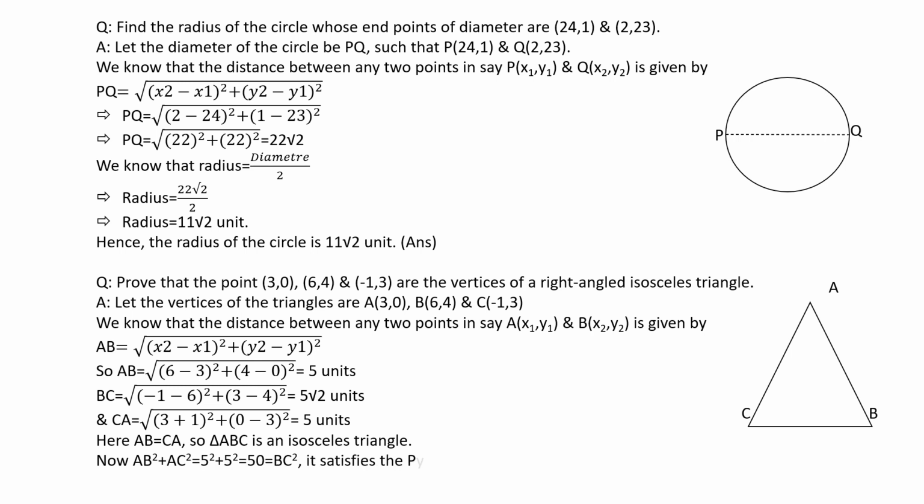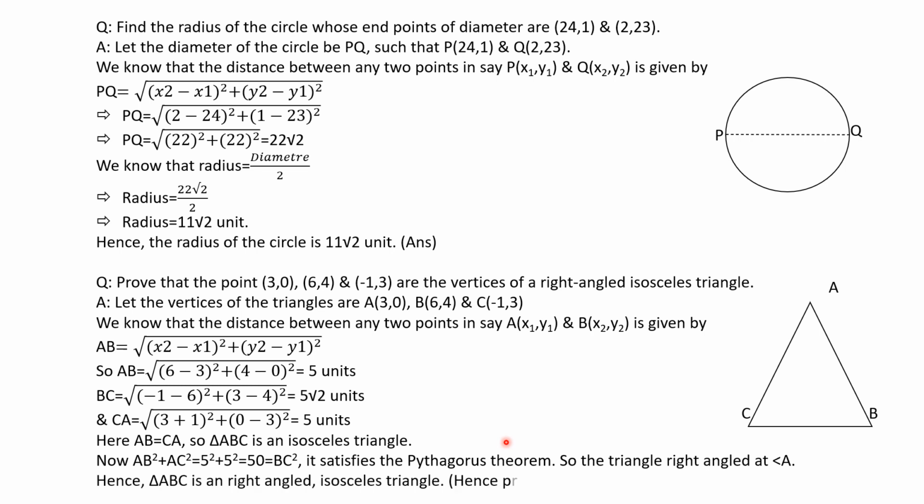Now AB square plus AC square equals 5 square plus 5 square equals 50, which is equal to BC square, because BC is 5 root 2 and BC square is (5 root 2) whole square, which is nothing but 50. That means it satisfies the Pythagoras theorem. So you can say triangle ABC is right angled at angle A. Hence triangle ABC is a right angle isosceles triangle. Hence proved.